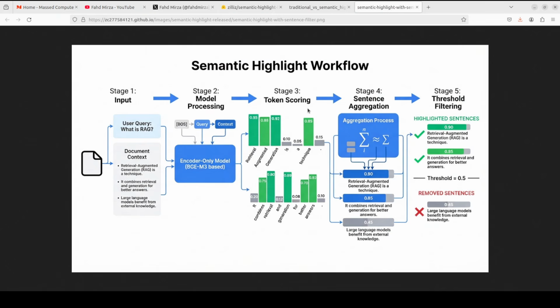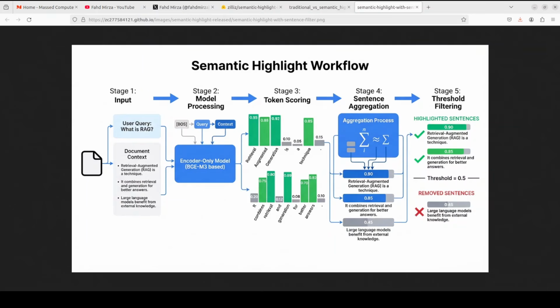Also, look at this diagram. This shows you the workflow. The model takes a query and a document, processes them through an encoder to score each token, aggregates these scores at the sentence level, and filters sentences based on a threshold, keeping only the semantically relevant ones while removing the noise. So I think this is a real breakthrough.